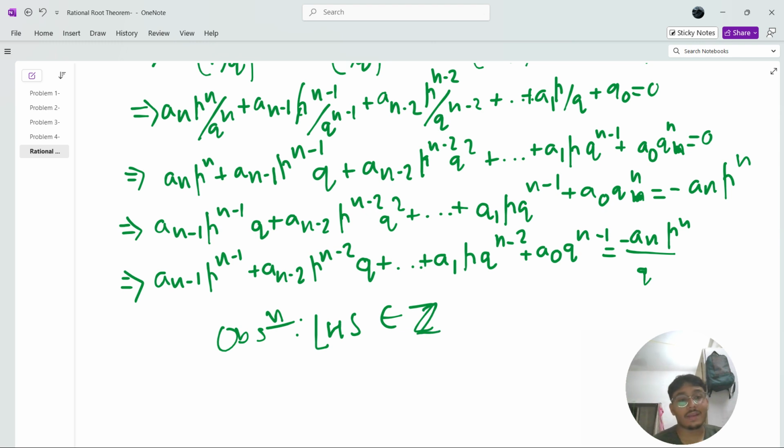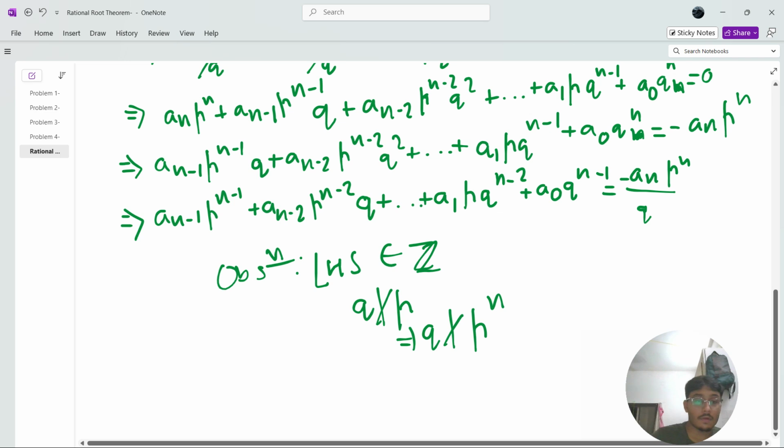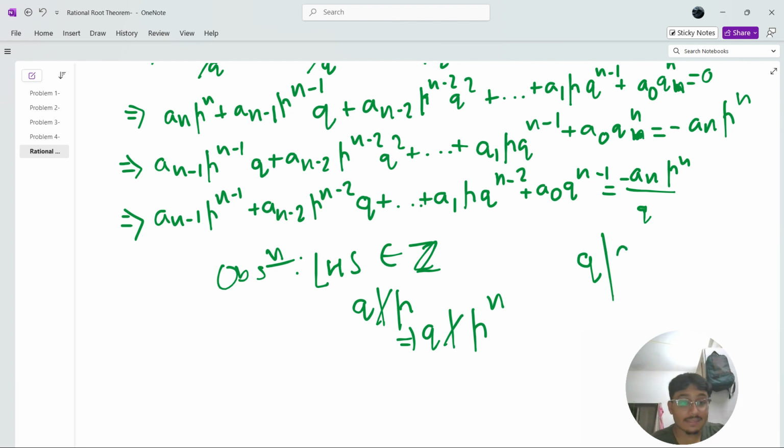And what have I claimed? q doesn't divide p. Since they are co-primes, q doesn't divide any power of p. That means here only one case is possible, that is q divides a_n, for this whole thing to be an integer. Okay, we are good with this.